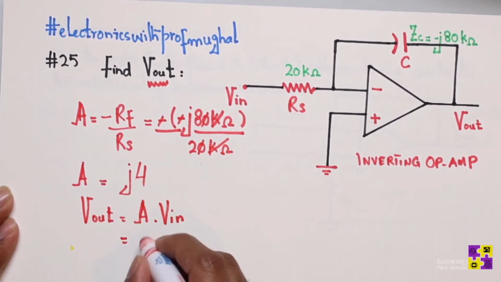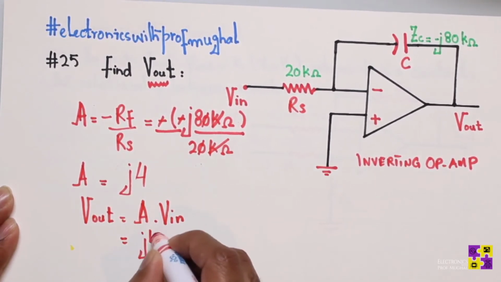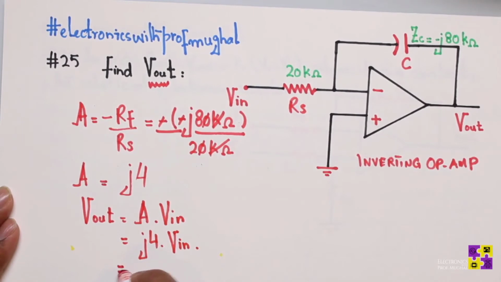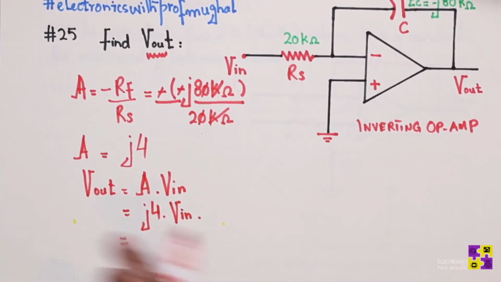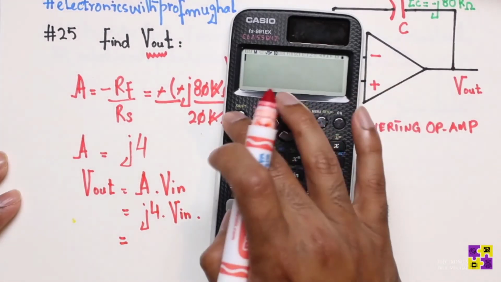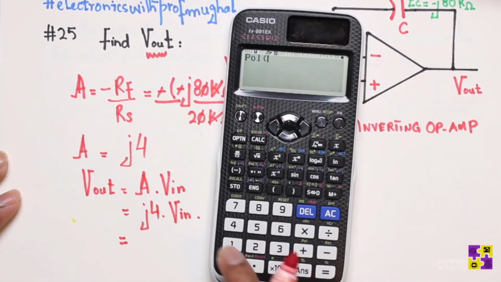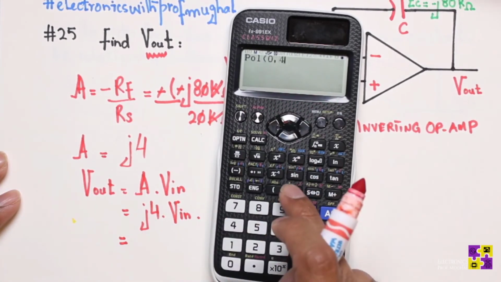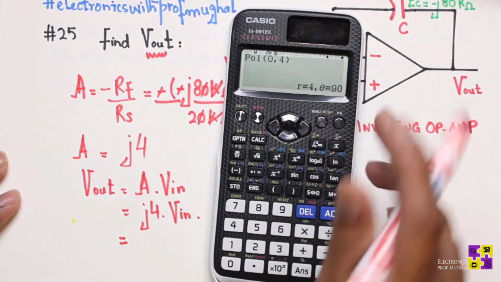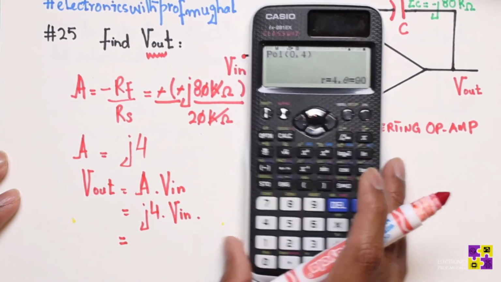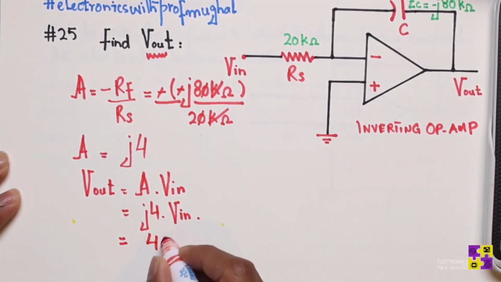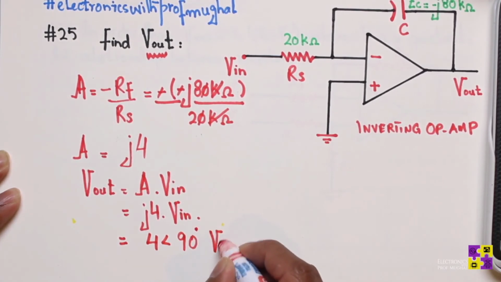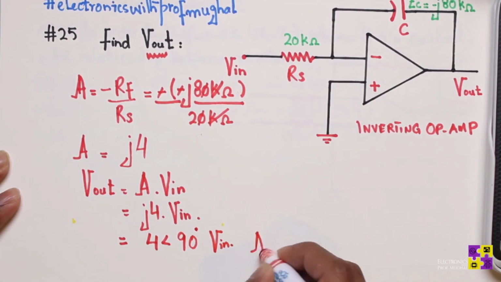Now remember, the output voltage is gain times the input voltage. And gain being j4, if I replace this A with j4 times Vin here, and if I convert this into polar format, so let's plug in the values here. The real part is 0, the imaginary part is 4, bracket close, and that gives you 4, angle is 90, the theta is 90 degrees. 4 angle 90 degrees Vin right here. And that's your answer. That's your Vout.